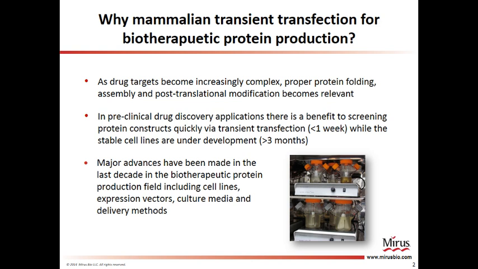In addition, in preclinical drug discovery applications, there's a benefit to screening protein constructs quickly via transient transfection, which you can do in less than a week, while the stable cell lines are under development, which can take upwards of 3 months. And lastly, we're able to utilize transient transfection methods due to major advances in the field of recombinant protein production during the last decade. So this includes cell line engineering, optimization of expression vectors and serum-free media formulations, and also advances in the nucleic acid delivery methods.